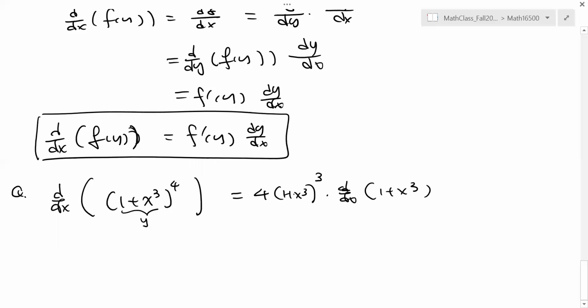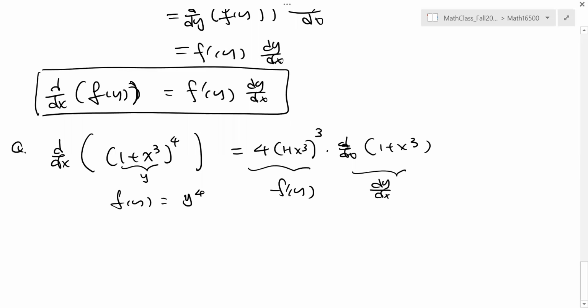Okay, you don't need to even mention the intermediate variable. You can do it directly. Here f of y is going to be y to the fourth power. But you're trying to find the derivative of this with respect to x, in other words, with respect to y. This is f of y, and this is dy/dx. So it's going to be 4 times x cubed and 3x squared.